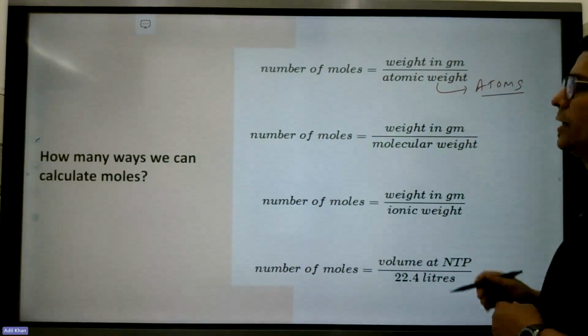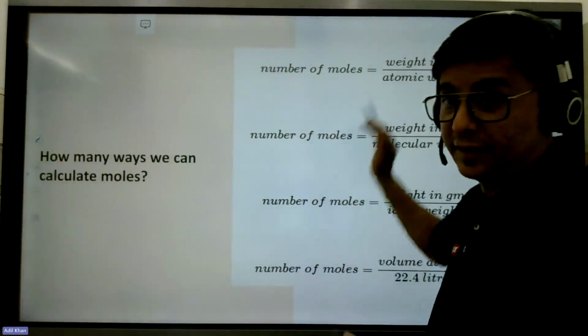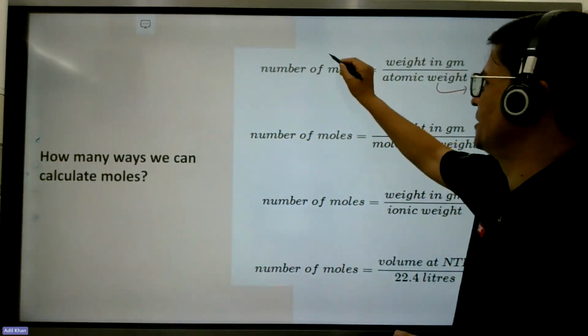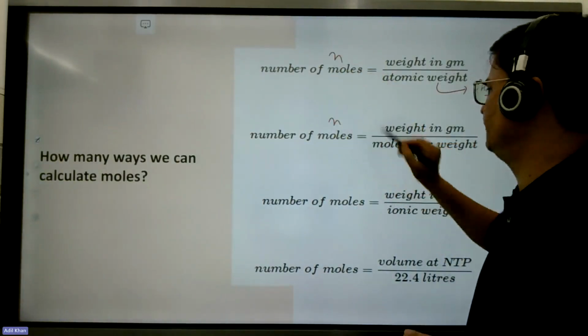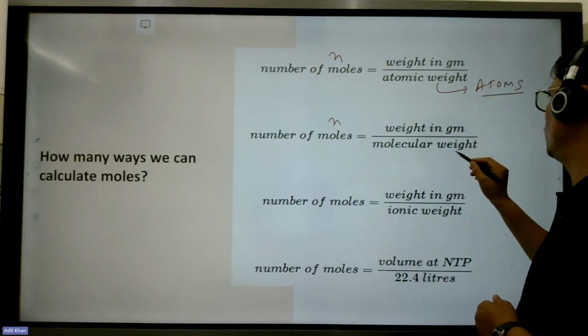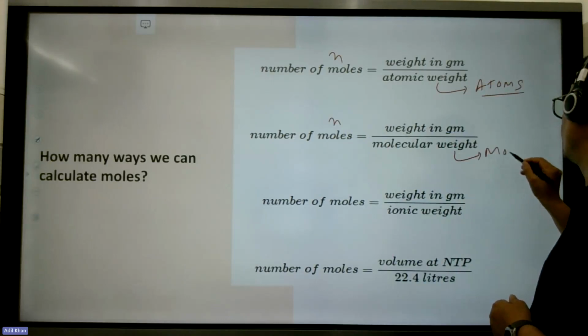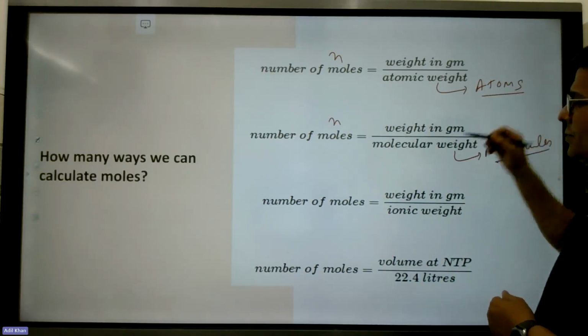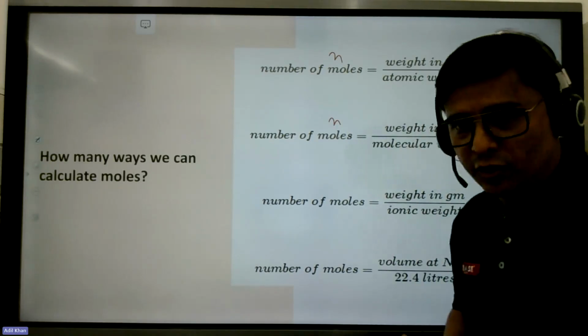Suppose I am calculating the number of moles of hydrogen atoms, then this concept I am going to use. Number of moles, which is represented as small n, is weight in gram, the given mass basically, by the molecular weight or molecular mass, and this is for molecules. So number of moles you can calculate for atoms and molecules. For ions also you can calculate.